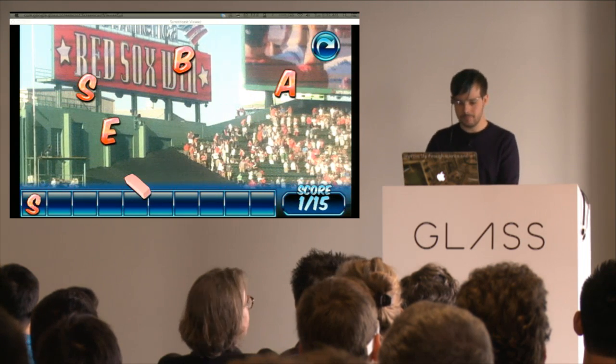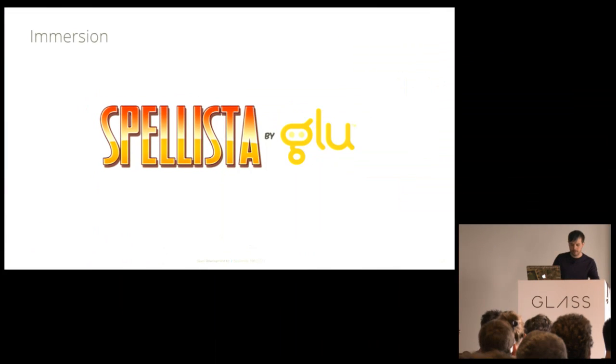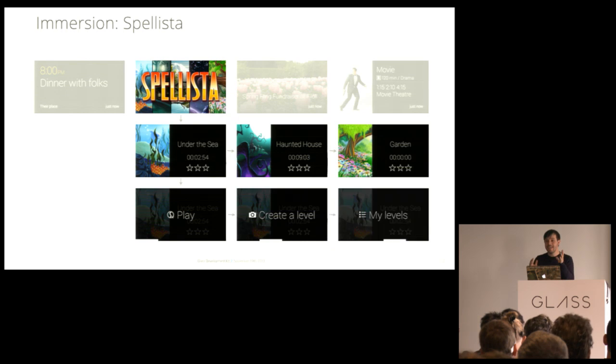All right. So let's look at some of the tools from the GDK that Glu used to build Spellista. So it's the voice invocation like before, only this voice invocation then creates an Android activity. That Android activity is the immersion. It's just your normal Android activity, but on Glass, it creates that immersion.